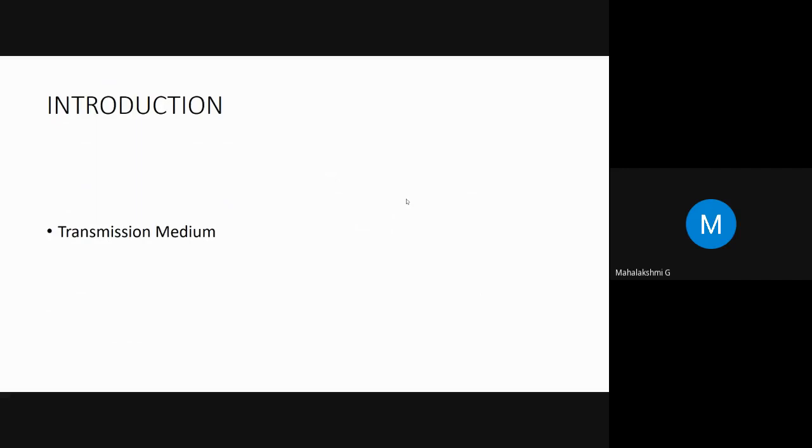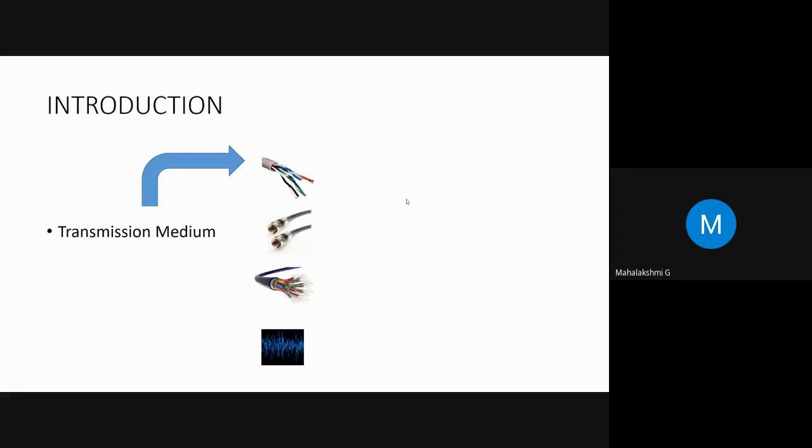Transmission medium. The transmission medium is the physical path by which a message travels from sender to receiver. For example, for a car or a bus, the transmission medium is the road. For an aeroplane, it is air. Here we use some physical path where the message travels from sender to receiver. Some examples of transmission media include twisted pair wire, coaxial cable, fiber optics, radio waves, etc.